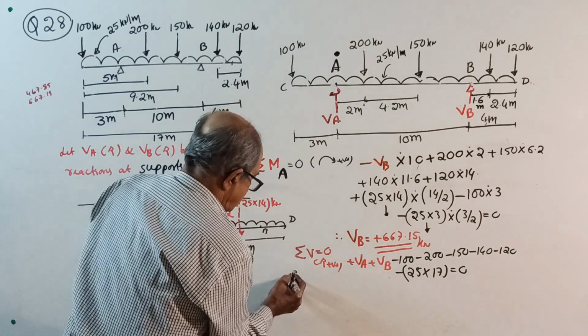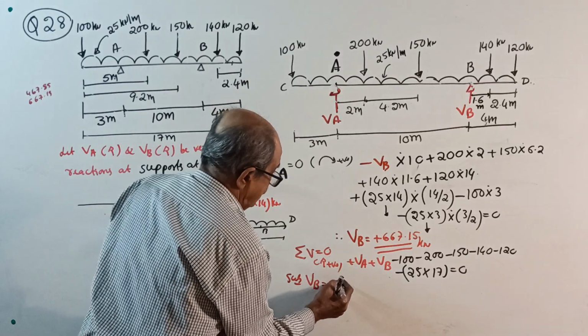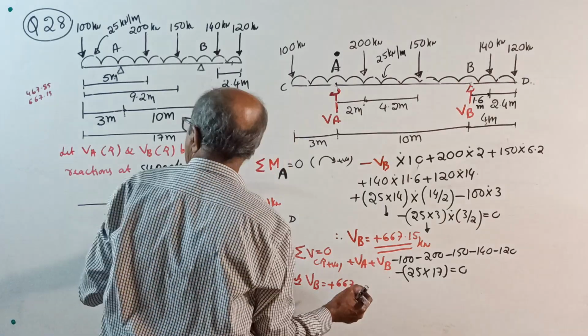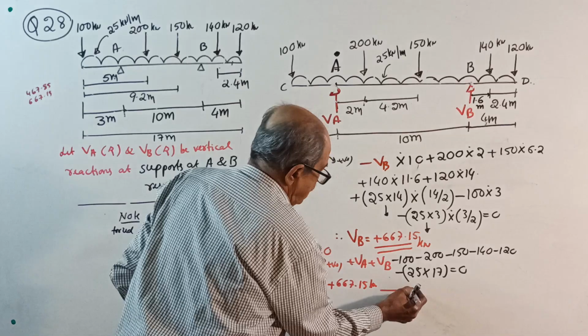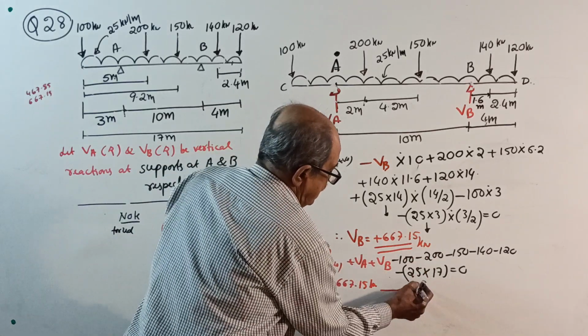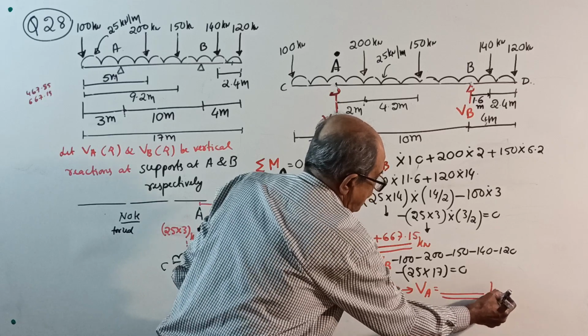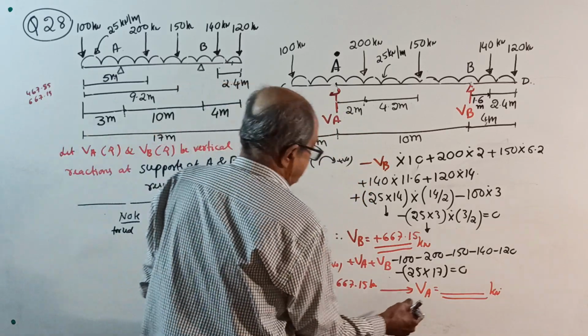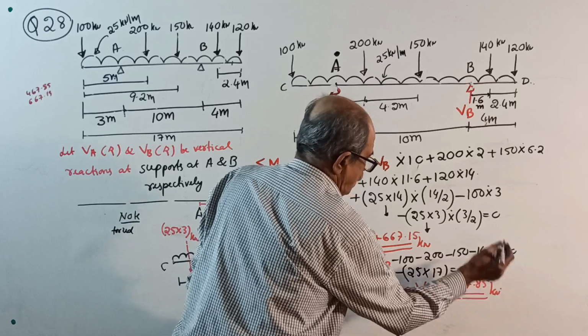Then substitute VB equal to plus 667.15 kilonewton. You substitute that value, simplify, you get the value of VA. I do not want to waste time unnecessarily on these things now. VA will come 467.85 positive, kilonewton, over.